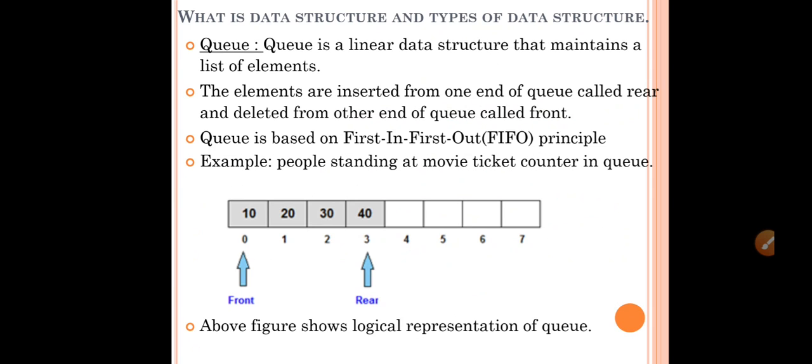Let's take the example of people standing at a movie ticket counter in a queue, right? Whoever comes first will get the first ticket. Like this the queue will work. In the example, the first element inserted at the front is 10. The second element is inserted at the second position, that is 20. Like this we insert 4 elements here. If you want to insert one more element, the rear will be incremented by 1, and the element will be inserted at memory location 4. Like this, when I insert an element, the rear is incremented by 1.